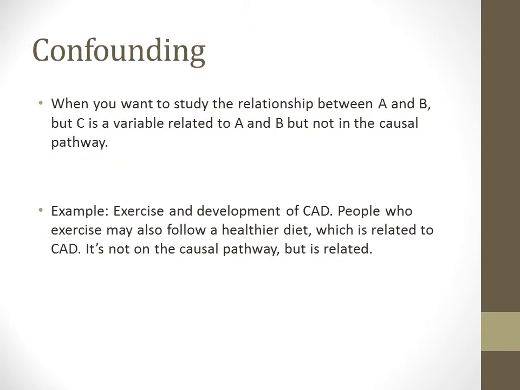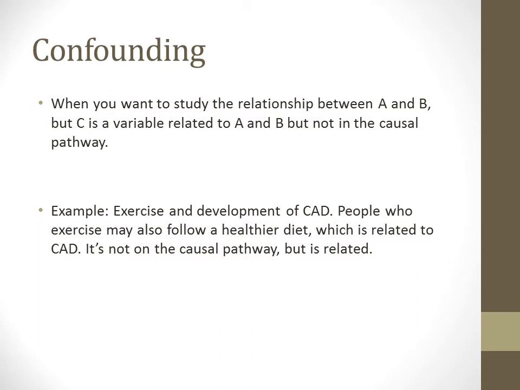So confounding is this: when you want to study the relationship between one thing and another thing, but there's a third variable that's related to both things, but it's not in the causal pathway. In other words, if you're looking at, say, the relationship between exercise and the development of coronary artery disease, it would be in the causal pathway, for example, if you said that people who exercise more develop lower percent body fat, and lower percent body fat is associated with development of CAD.